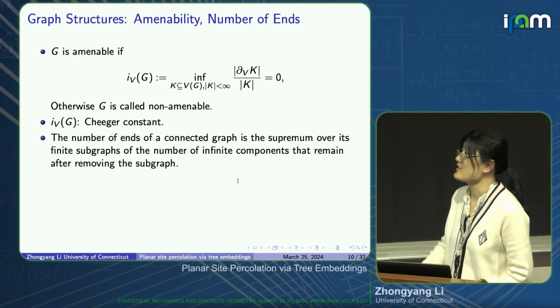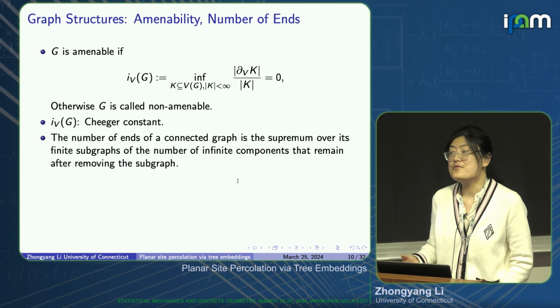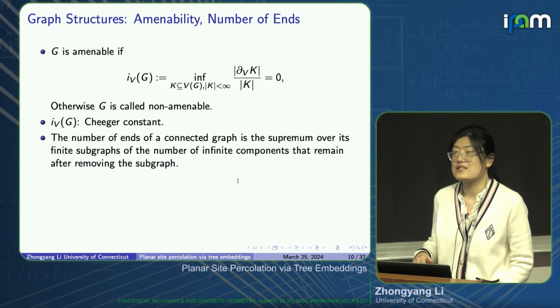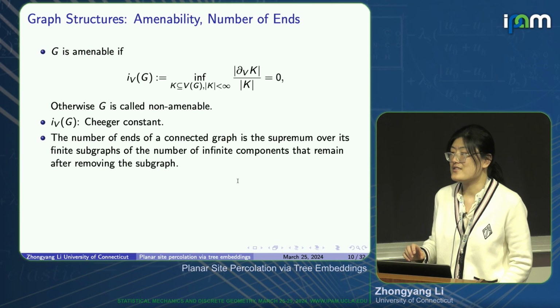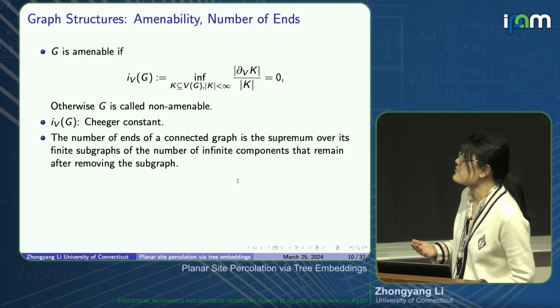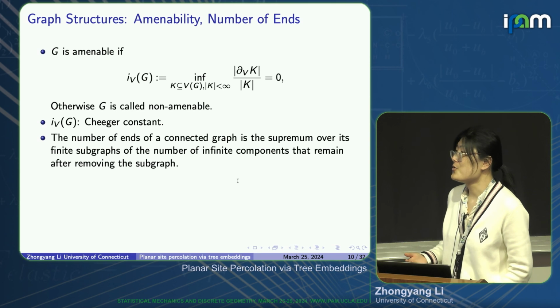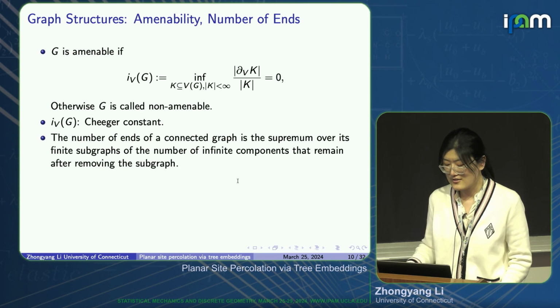Then the number of ends of a connected graph is defined as follows: we remove a finite subgraph, and then we count the total number of infinite components. Then we consider the supremum of this total number of infinite components after removing a finite subgraph, and this supremum is taken over all the finite subgraphs. This is called the number of ends.